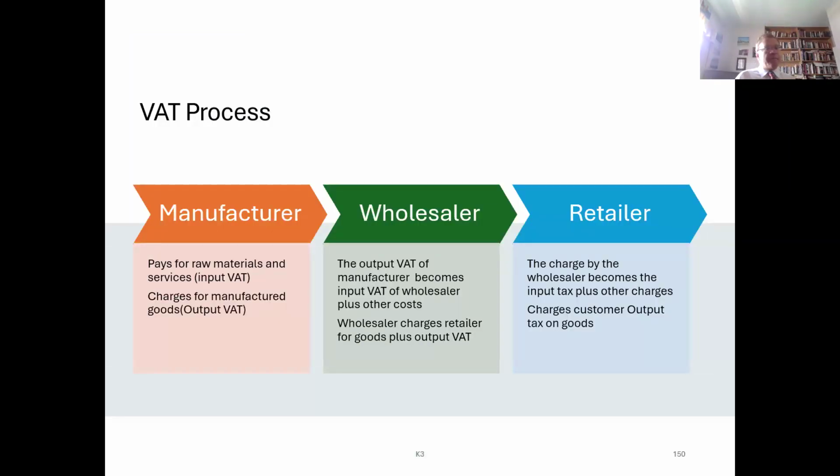The VAT process. So we've got a manufacturer who pays for raw materials and services, and charges for manufactured goods. The output VAT of the manufacturer becomes the input VAT of the wholesaler, plus other costs, so they're going to get that back. The wholesaler charges the retailer for goods plus output VAT. The charge by the wholesaler becomes the input tax plus other charges, which will then be reclaimed by the retailer, who then charges the customer output tax on the goods. Unless the customer is VAT registered and it's for a business purpose, you're not going to get that back. It's the customer that ultimately pays at the end.